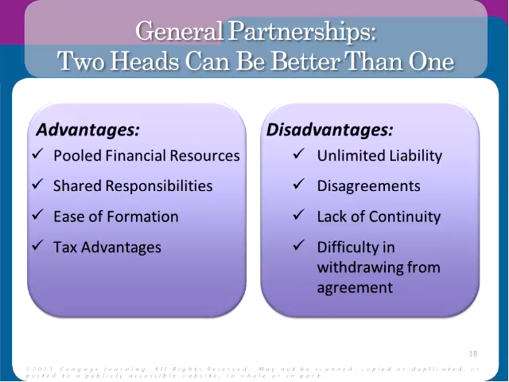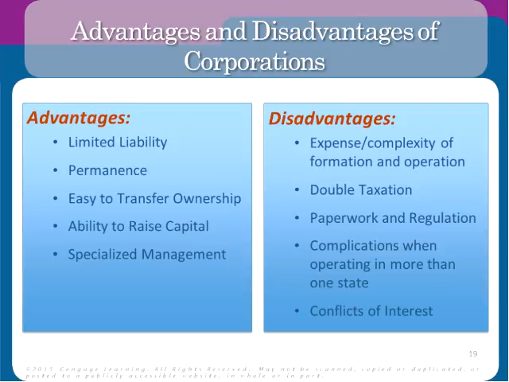Disadvantages: unlimited liability. Again, it comes back to both of you, because it's a partnership. You might have a disagreement. We see this happen all the time. Lack of continuity and difficulty in withdrawing from the agreement. So maybe one partner decides to leave, and it can make it much more complicated.